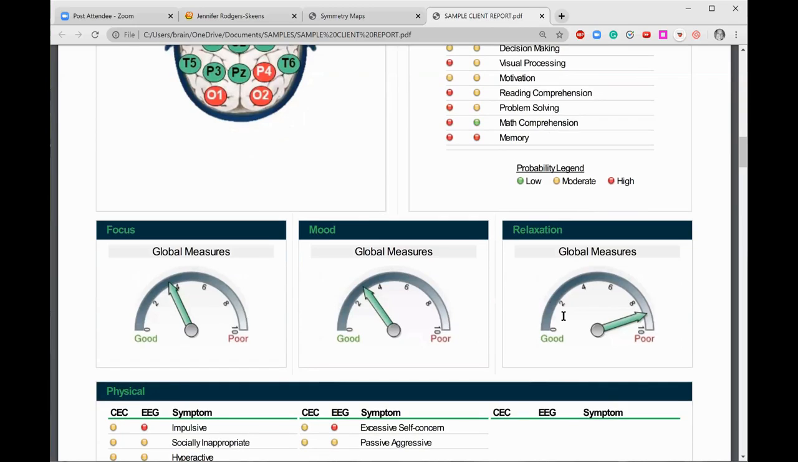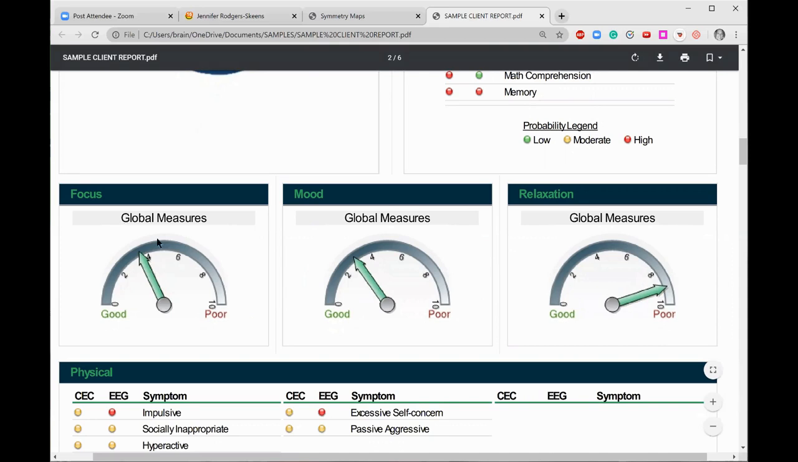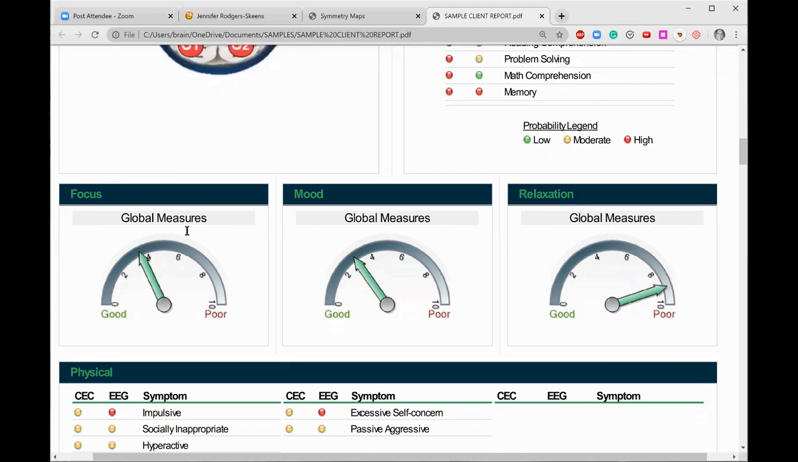We go down into the next sections and we're looking at the focus, mood, and relaxation titles right here. These are global measures. These are bigger overall patterns in the brain. We're looking at the power of certain brainwave activity component bands. We're looking at the left to right communication and the balance between all of that. So we're looking at more global patterns in the brain rather than the specific networks in this section.